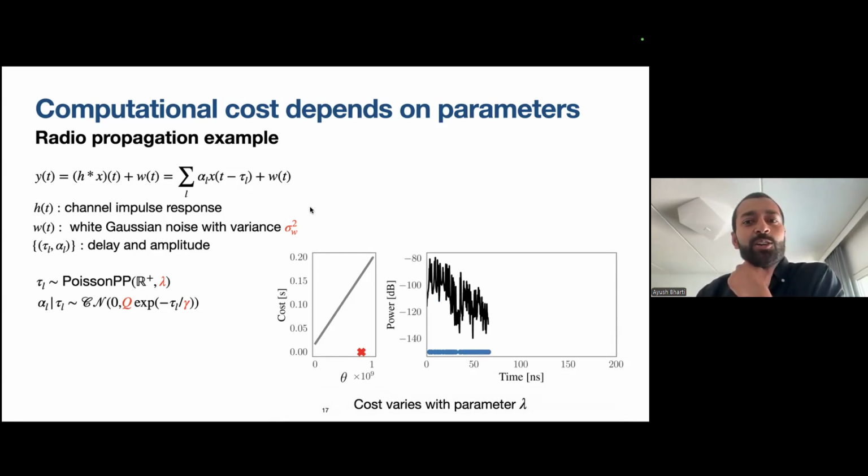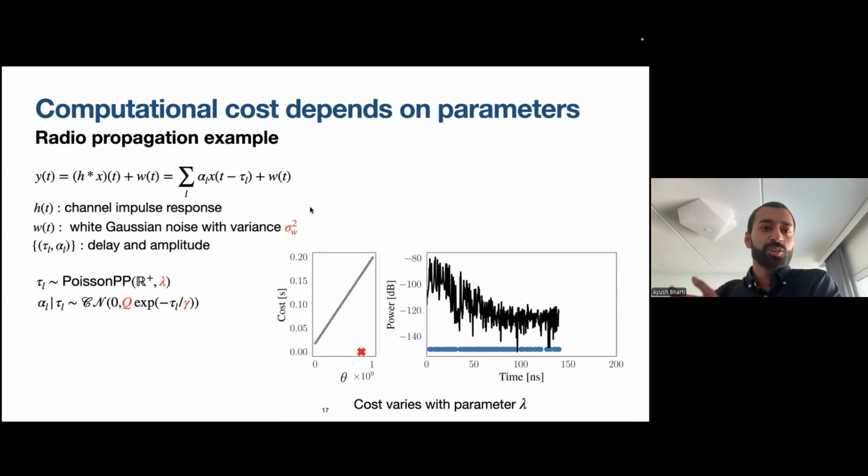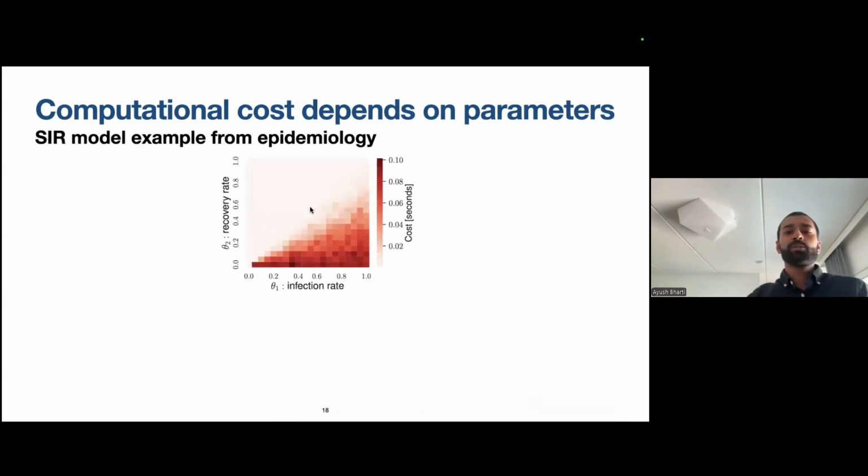Now, this kind of behavior is not specific to only this simulator. For instance, in epidemiology, you have these SIR models, the susceptible, infected, and recovered model, where in this particular case, this is a temporal SIR model. You have two parameters, infection rate and recovery rate. So if the infection rate goes up or the recovery rate goes down or both, then suddenly the model gets stuck in this for loop because you keep running simulations of the population being infected and recovered. So you get more stuck in the simulator's for loops, depending upon the value of these parameters.